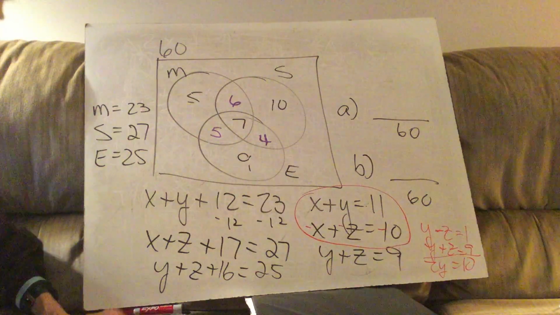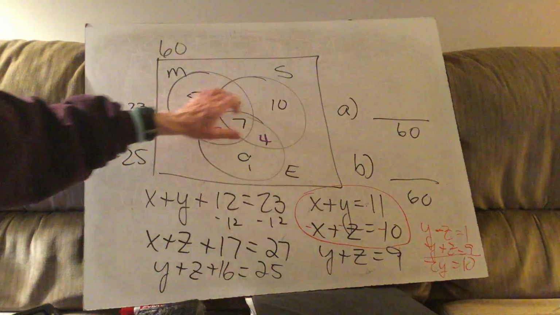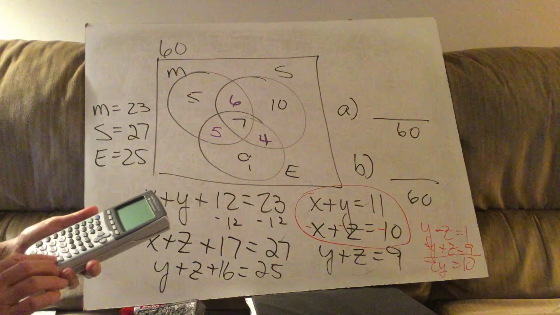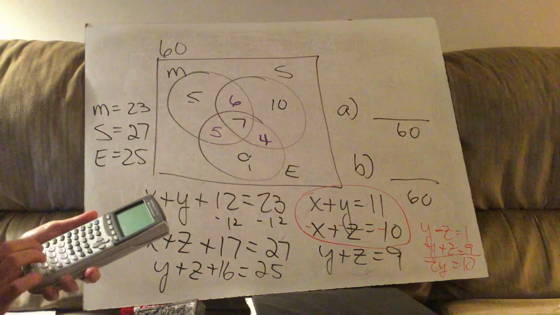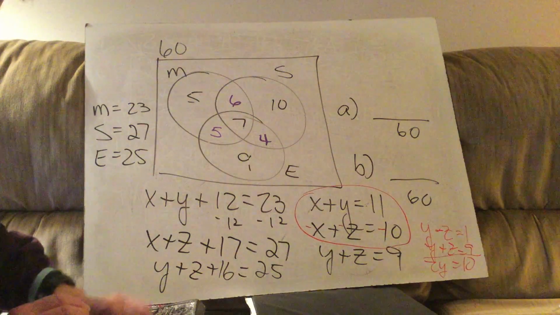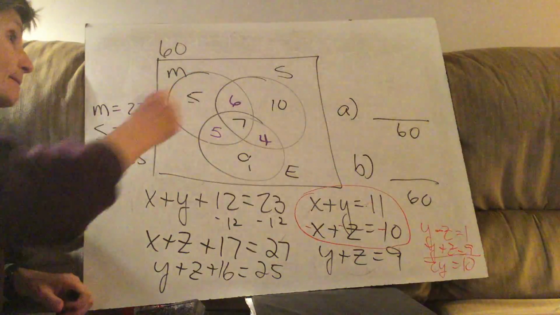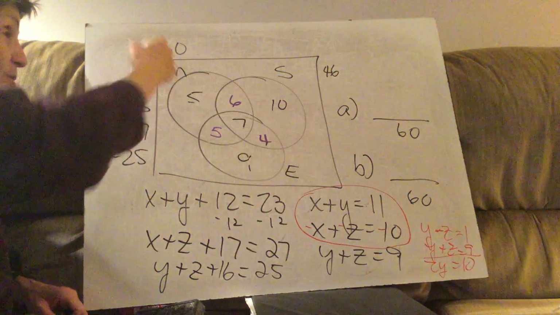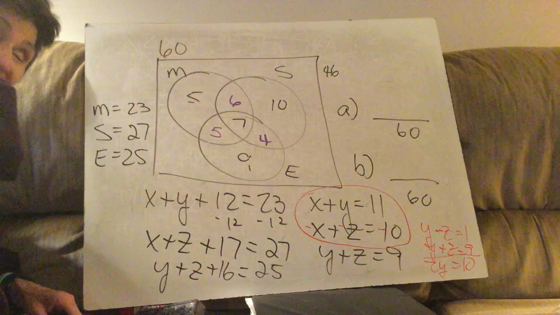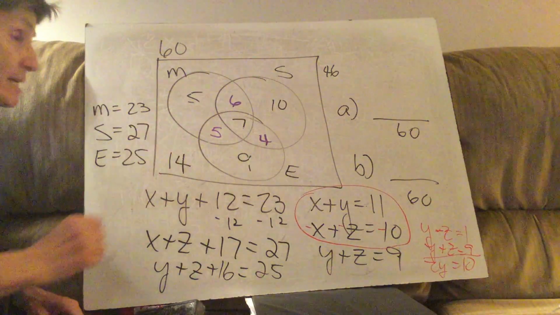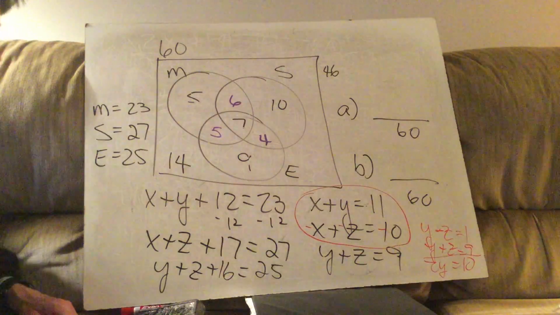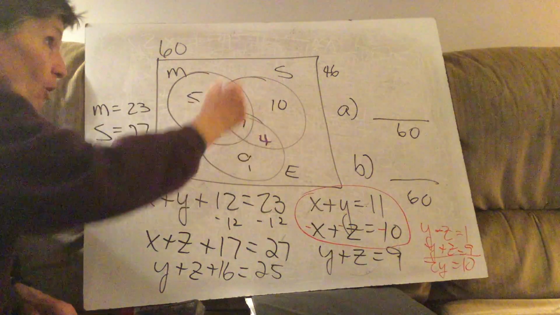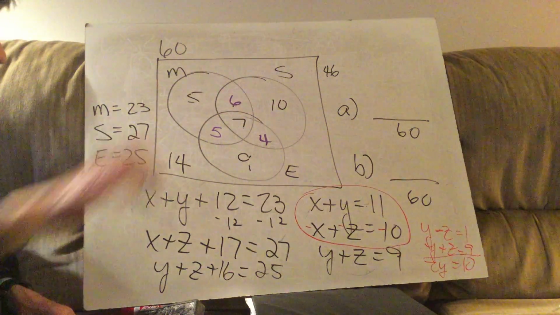Perfect. Now, what do all those add up to? All these numbers inside the circles, what do they add up to? According to my arithmetic, they add up to 46. Well, if they add up to 46, but they're supposed to be 60 kids, then there must be 14 out here that don't like any of those subjects. Because these numbers, if I added right, all add up to 46, and I'm supposed to have 60.